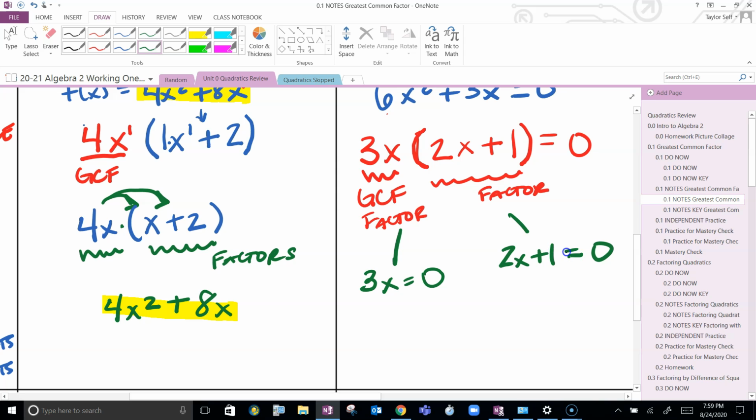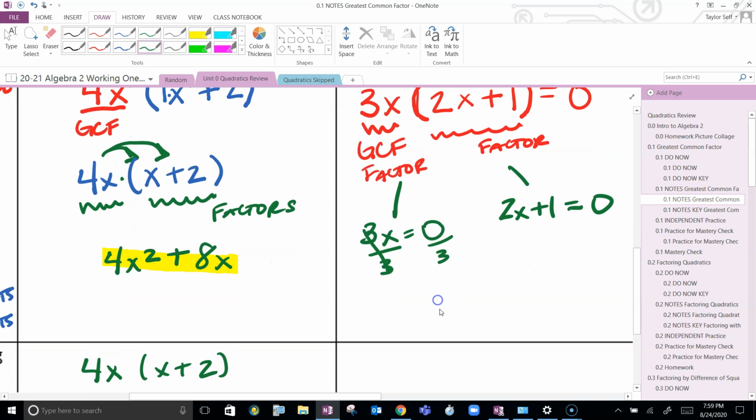For this one, to isolate x, we're going to divide by 3 on both sides. Whatever you do to one side, you have to do to the other. The 3's cancel out. We get 0 divided by 3. That's just 0. So x equals 0.